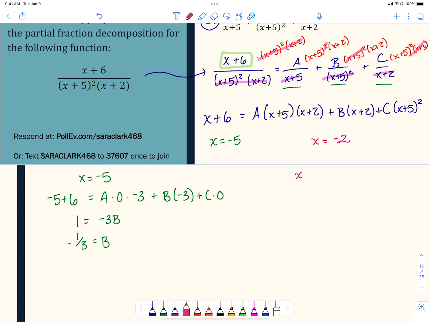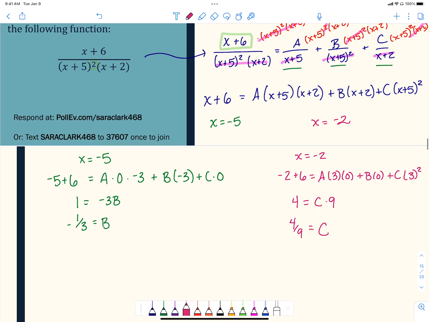And then let's plug in x being -2. So that's going to give us -2 plus 6. We're still going to get a times 0. This time we're going to get b times 0, but we're going to get c times 3 squared. So that's going to give us 4 equal to c times 9. So we get 4/9 for c.